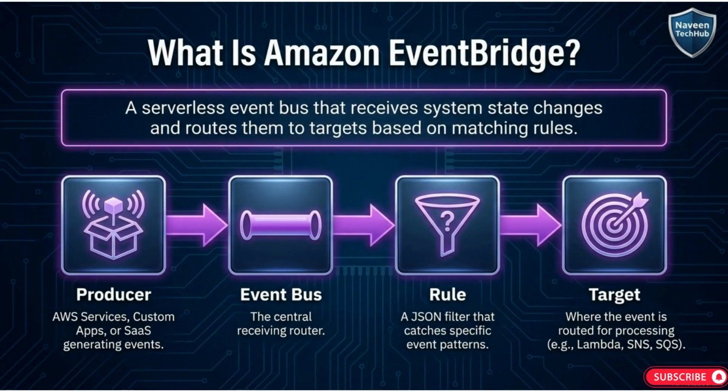Amazon EventBridge is a serverless event bus. It receives events from AWS services, custom applications, or SaaS systems, and routes those events to targets. The flow is simple. A producer sends an event. The event goes to an event bus. A rule checks whether the event matches a pattern. Then the event is sent to a target, such as Lambda, SNS, SQS, Step Functions, or another AWS service. In simple words, EventBridge helps us build event-driven automation.